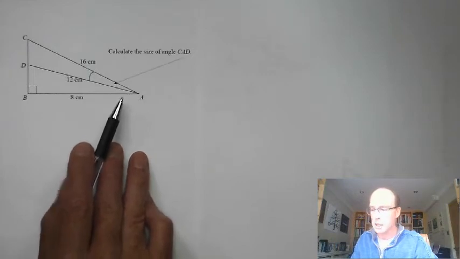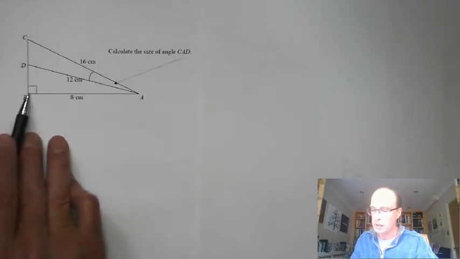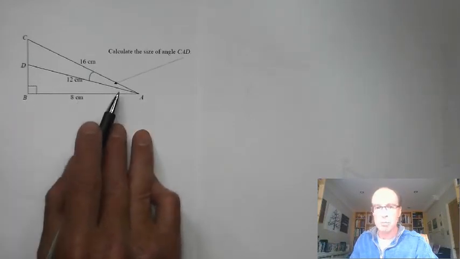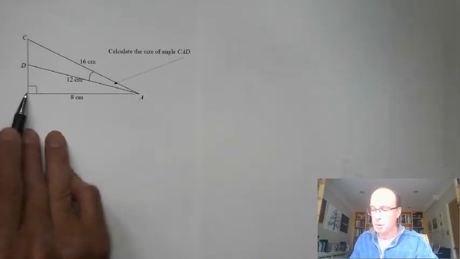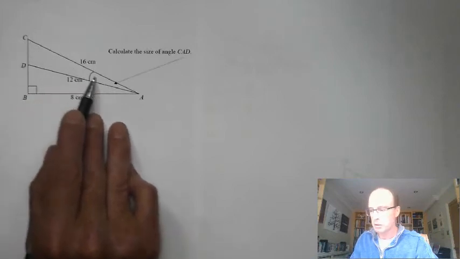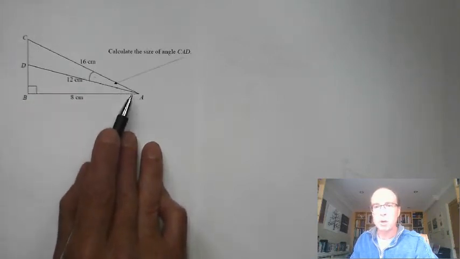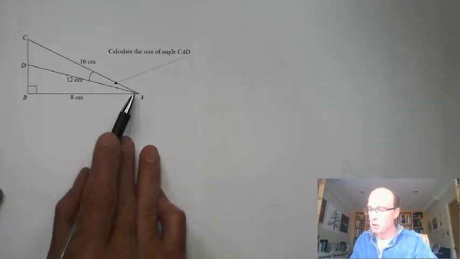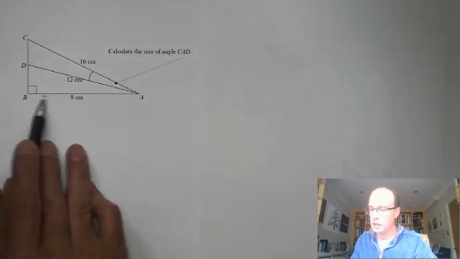However, within the shape we also have ABD, which is right angled, and we've got the combined triangle of ABC, which is also right angled. We are going to be able to use our ratios within those. So I'm going to start off by having a look at this bottom triangle here, ABD.